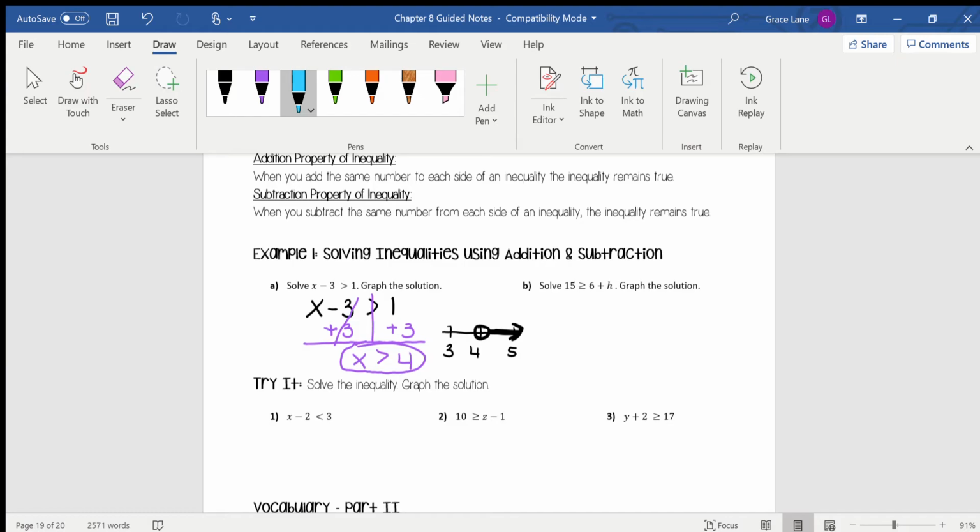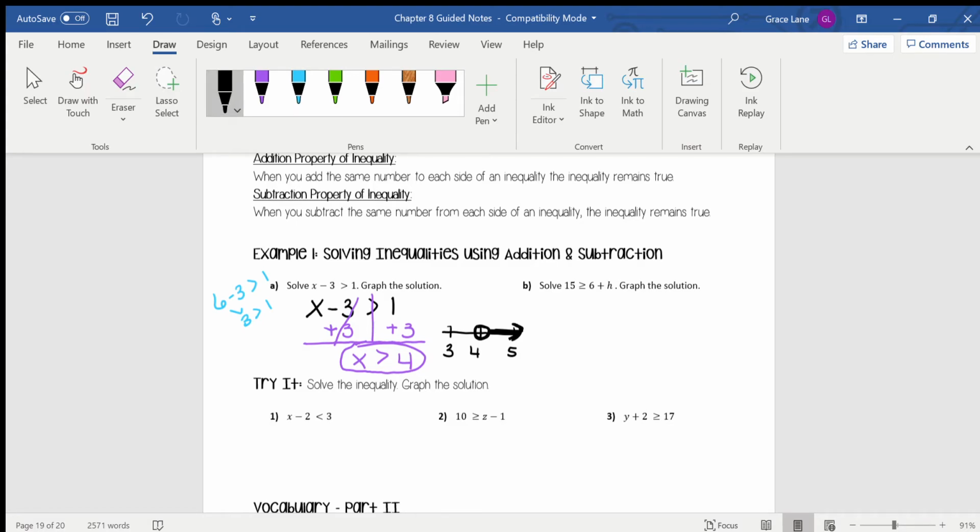And if you say that that's equal to x, like if I choose 6, if I do 6 minus 3 greater than 1, does this work? Is 3 greater than 1? Yes. So that's true. So it's saying that x can be any number that's greater than 4. If you chose a number less than 4, it would not work. That statement would not be true.